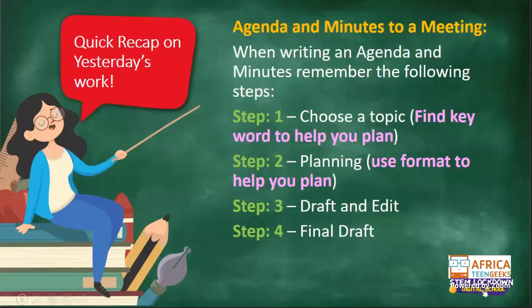Right. Let's quickly recap yesterday's work. If you missed out, yesterday we did an agenda and minutes to a meeting. We said that when writing an agenda and minutes, remember the following steps, steps 1 to 4. Step 1, you must choose a topic. Step 2, you must plan for your topic. Step 3, you must write down your draft. You must edit your draft. And step 4, you must present your final draft.